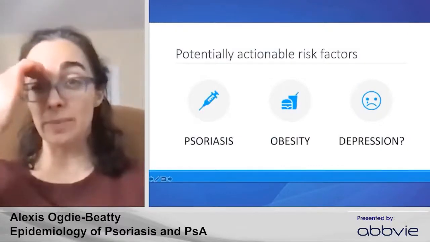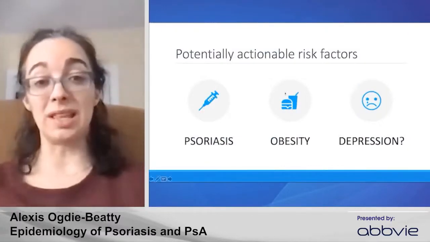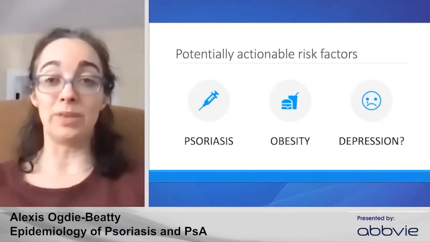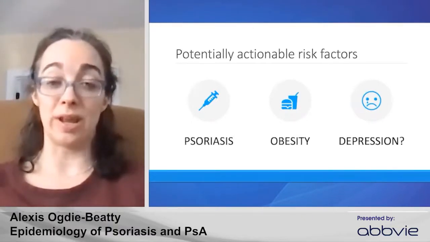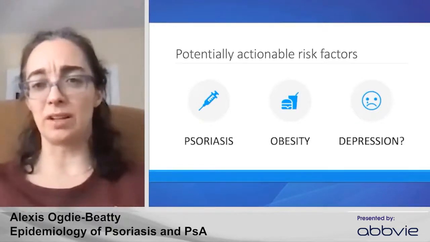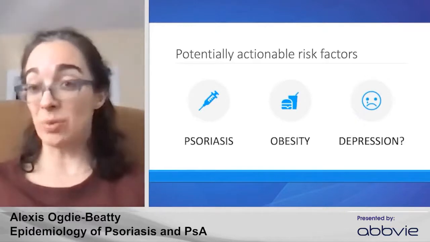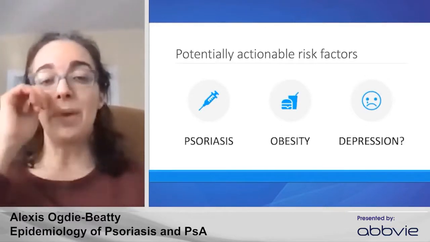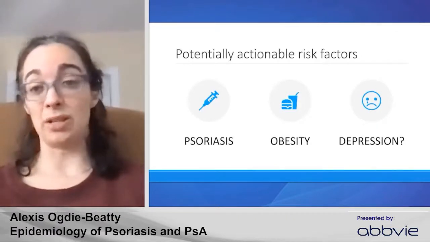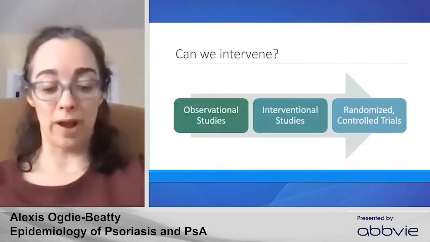Obesity, we do know, is a major risk factor. And there is one study that has suggested that if you lose weight, you can actually improve the likelihood of developing psoriatic arthritis. And finally, depression. So this is an interesting one. Depression has come up as a risk factor for psoriatic arthritis and also potentially a risk factor for psoriasis. It may be a form of stress. So maybe reducing stress or reducing depression, for example, could improve outcomes.